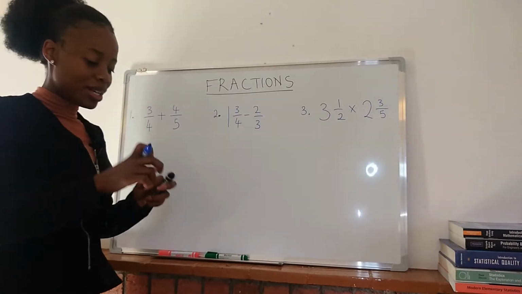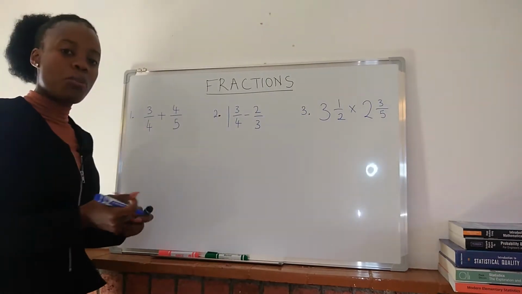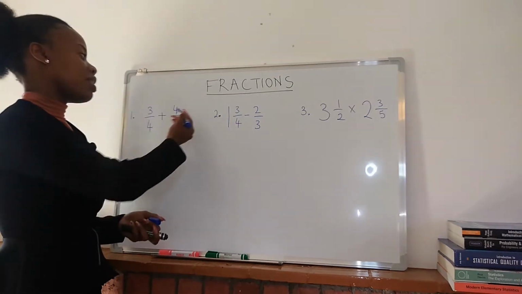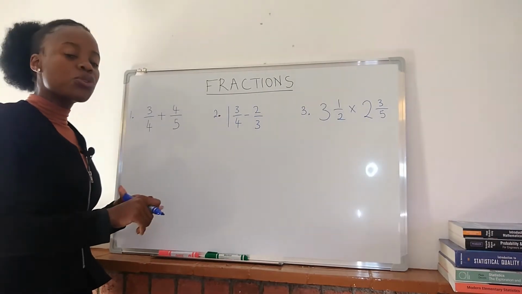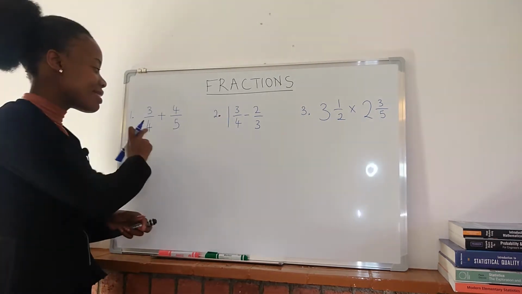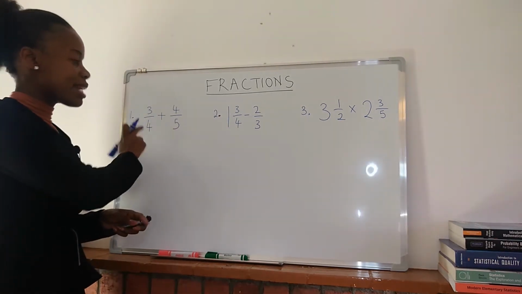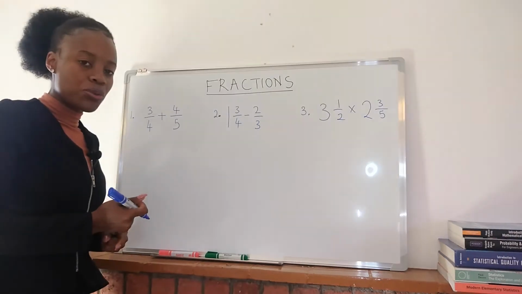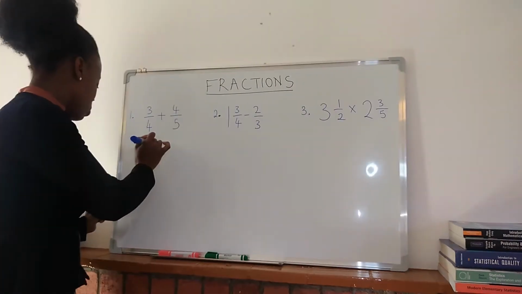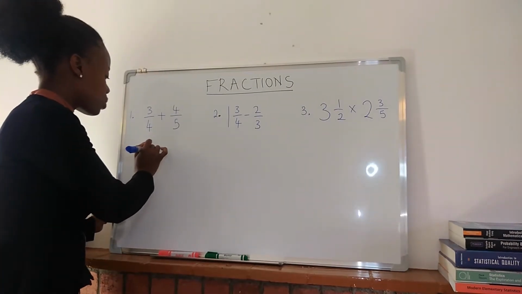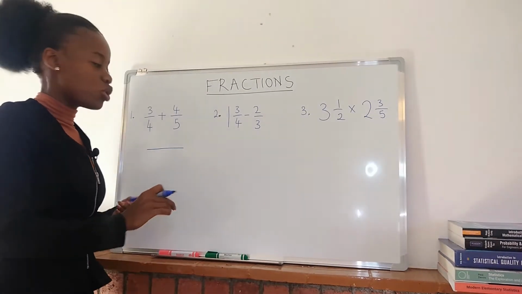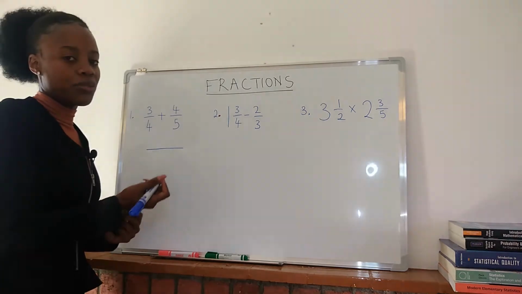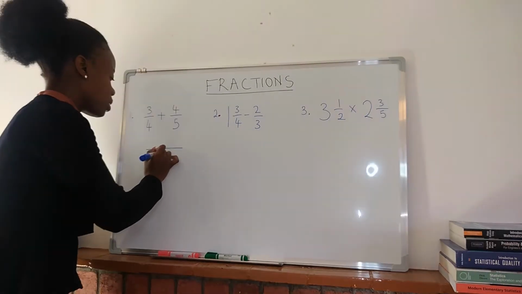So number one, we have 3 over 4 plus 4 over 5. We're going to add, right? So for you to be able to add fractions, since your denominators are not the same, we're going to find a common denominator, okay? It's better to deal with the lowest common denominator between 4 and 5, which is 20.